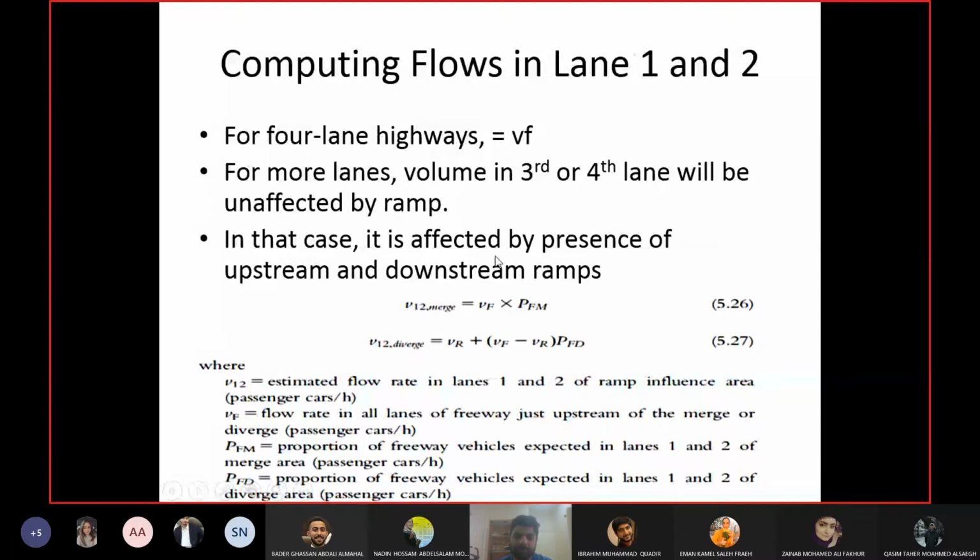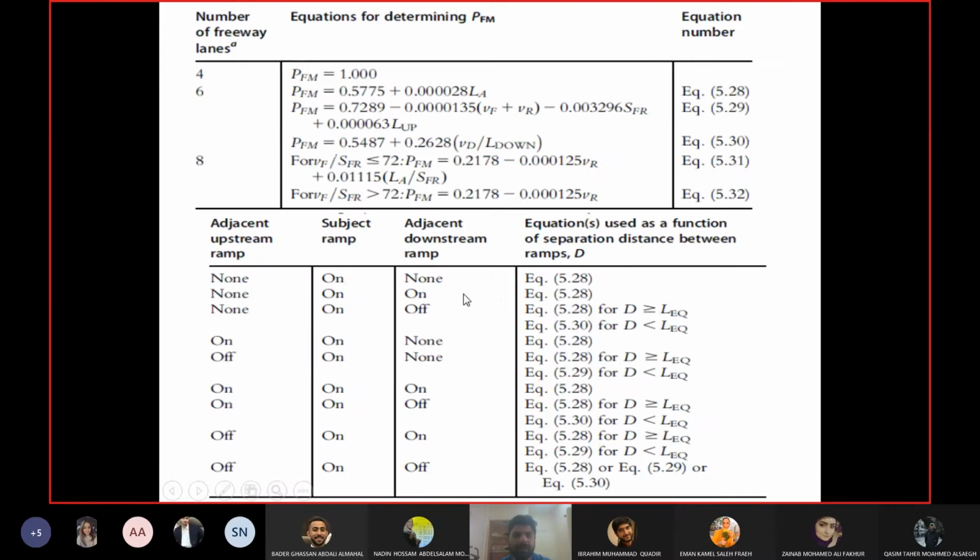Okay, so these are the same equations. I just wrote them again. Okay, so if you have 4 lane, then V12 merge or diverge will be equal to VF. Okay, and if you have 6 or 8 lanes or more than that, then you will apply these equations to calculate the proportion or the flow rate in the two adjacent lanes of the ramp. Okay, then these are the equations to calculate the proportion of traffic in the two adjacent lanes of the merge area. Okay, so these are for the merge area.